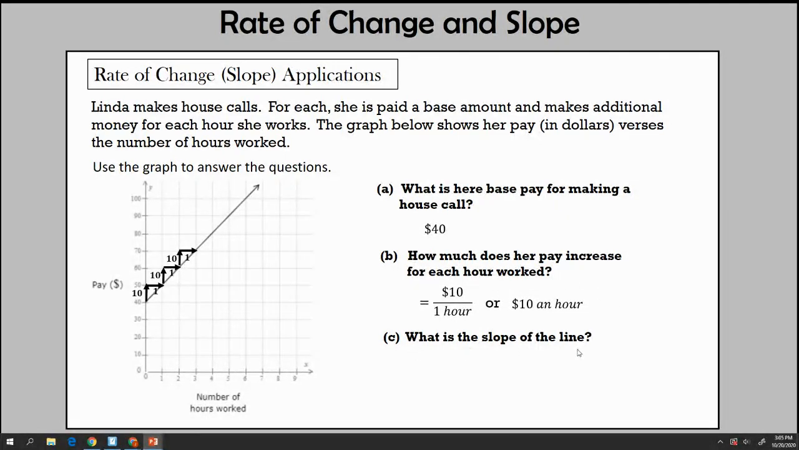Down here, what's the slope of the line? Well, I'm really using the same information. It's a rise of 10 and a run of 1. So the slope is 10 over 1, or just 10. Up here, because it's a rate of change, I'm doing labels. It's a dollar amount per hour. Down here, I'm just doing a number. If the rise is 10, the run is 1. So that's how close those two are.